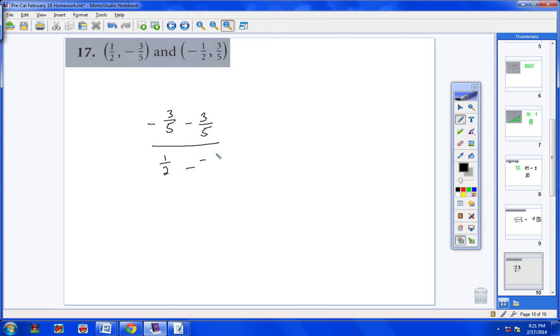minus a negative 1/2. Now, you can use your calculator or do it in your head. It's up to you. A negative 3/5 minus a negative 3/5 is a negative 6/5. And a negative 1/2 minus a negative 1/2 is a positive 1/4. So now look what you have. You have negative 6/5, the top here, divided by the denominator, which is 1/4. So negative 6/5 divided by 1/4.